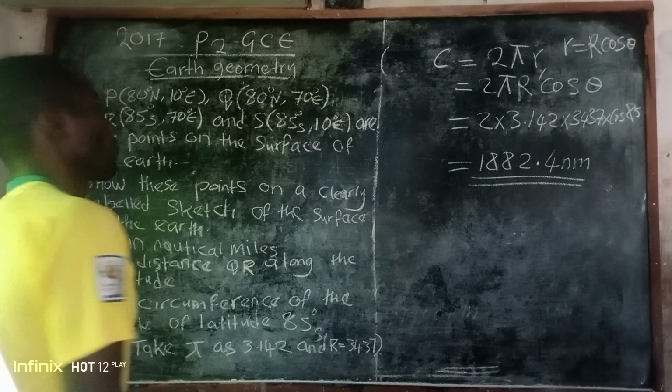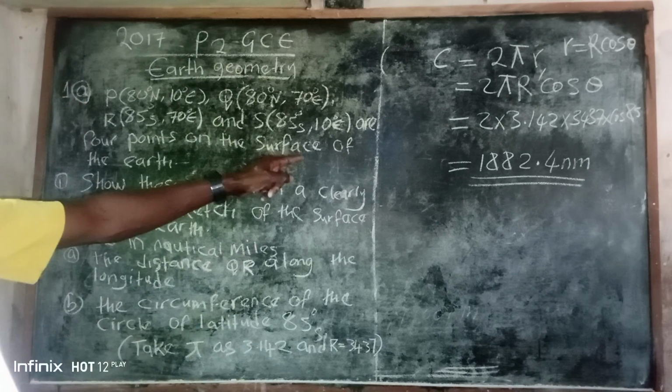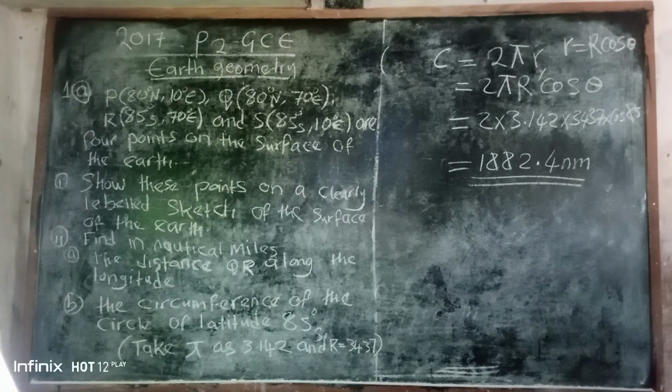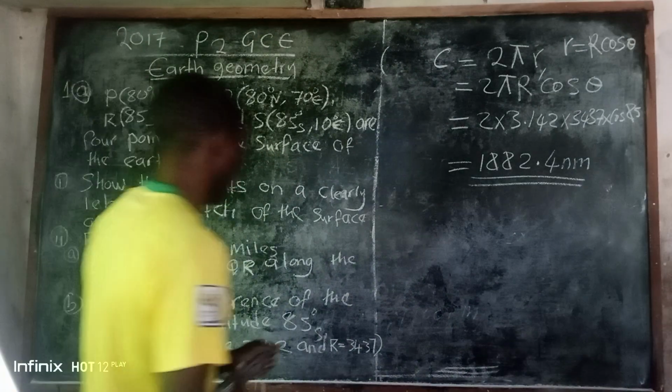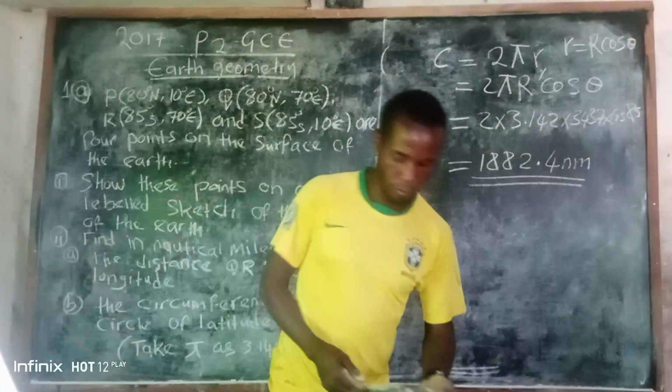The circumference of that small circle is 1882.4 nautical miles.